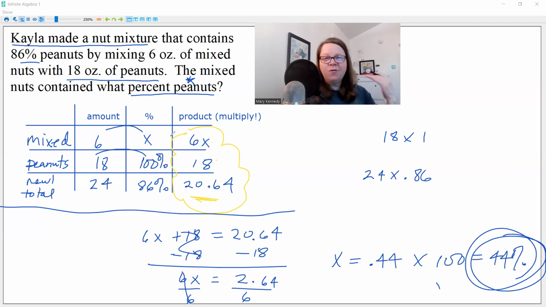We started with 44% peanuts, but we added a lot. Think about it, you only had 6 ounces of the mixed nuts to begin with. You add 18 ounces of just peanuts. So obviously that 44% is going to have a much higher concentration after you add all those peanuts, right? It's going to go all the way up to 86%. So I hope that helps you to think through the problem, and does your answer make sense? That's a really important question to ask as you do these.